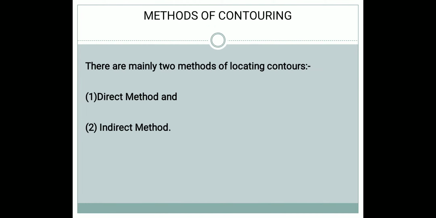Today's topic is methods of contouring. In this section, we are going to see the various methods of how we do contouring. In methods of contouring, there are mainly two methods of locating contours. One is the direct method, and the second one is the indirect method.